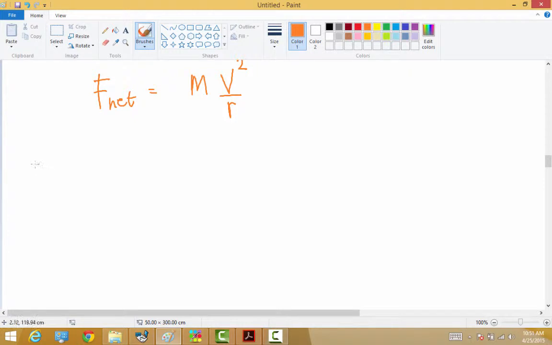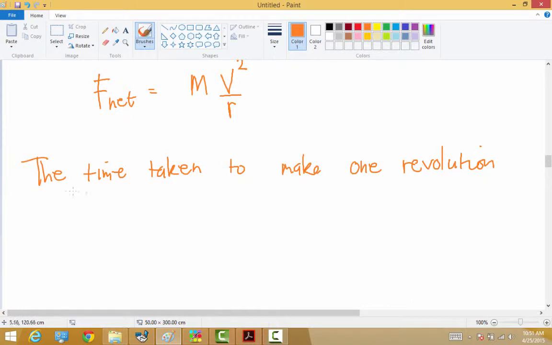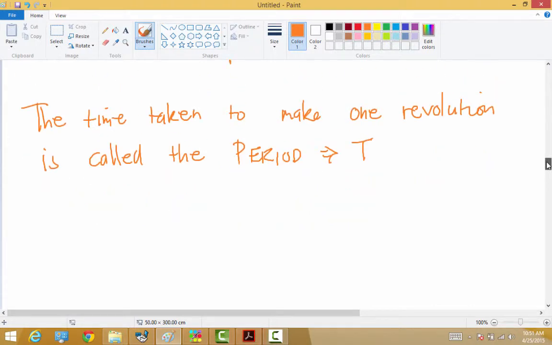So I'll just write that here. The time taken to make one revolution is called the period, and it's given the letter T for period.